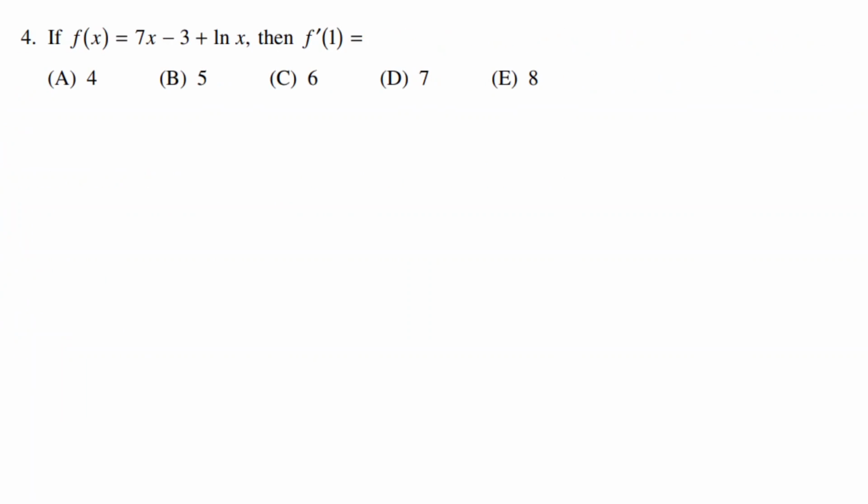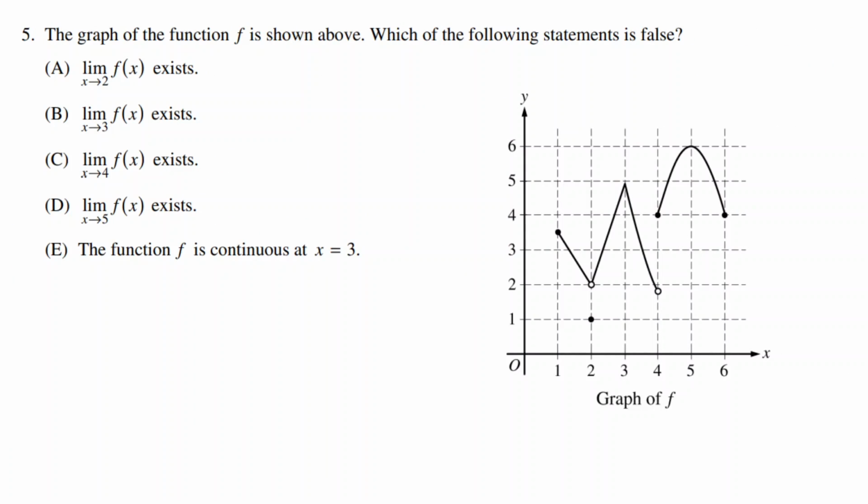For number 4, f prime is 7 plus 1 over x, and we plug in 1 to find f prime of 1, and we get the answer 8, E. In number 5, I would just go through them in order. So for number A, a limit to 2 does exist. A limit to 3 also exists, but a limit to 4 does not exist because it approaches 4 from the right and 2 from the left. Our answer would be C.